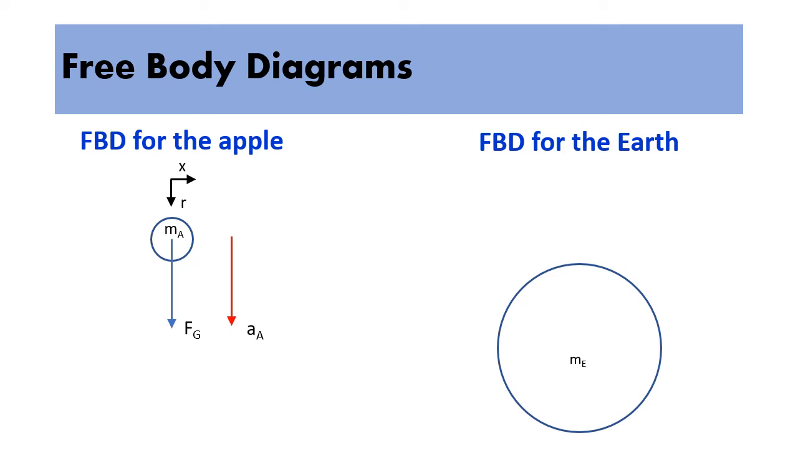For the Earth, we'll draw a larger circle and indicate its mass with me. We again include a coordinate axis and indicate all the forces acting on the Earth, which, in this case, is the force of gravity due to the apple. Note that the Fg for the apple will be the same as the Fg for the Earth. This is what connects the two free body diagrams. And finally, because no other forces are acting on the Earth, it will accelerate to the apple, which we'll label off to the side as A subscript capital E.